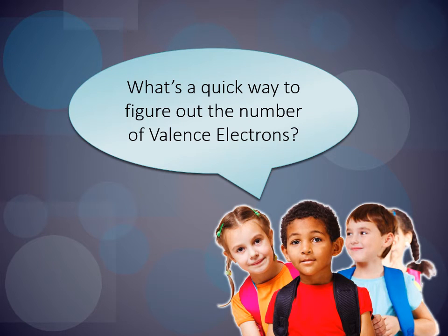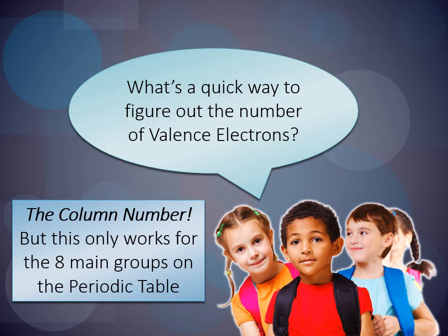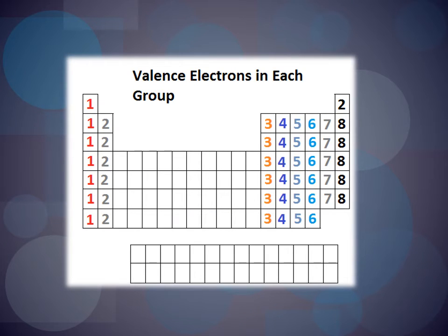There is a quick way to figure out the number of valence electrons if you are looking at your periodic table. The column number actually will tell you the ionic charge of the elements, but this only works for the main 8 groups on the periodic table. So group 1, your alkali metals, group 2, your alkaline earth metals, right? Then 3, 4, 5, 6, 7, and 8. So be careful. It has a 1 plus charge, a 2 plus charge, a 3 plus charge, and then be careful with 4, 5, 6, 7, and 8 because those numbers don't indicate the actual charge.